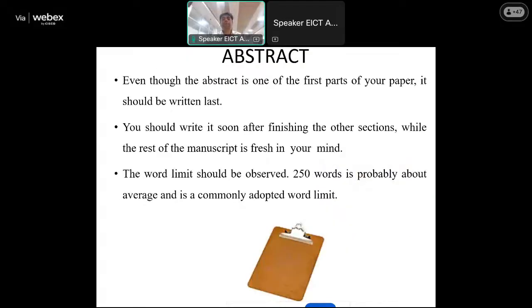Okay, so even though the abstract is the first part of your paper, you should write it last. You should write it soon after finishing the other sections, while the rest of the manuscript is fresh in your mind. Usually an abstract is around 250 words on average, or if you are writing for a journal, then the abstract should be around 12 to 15 lines, not more than that.